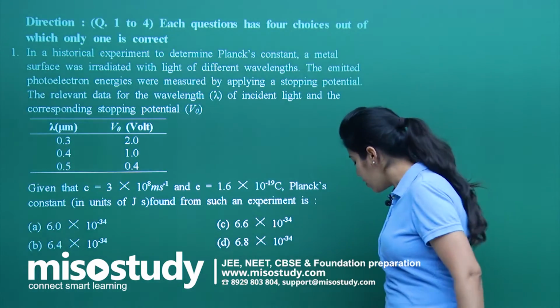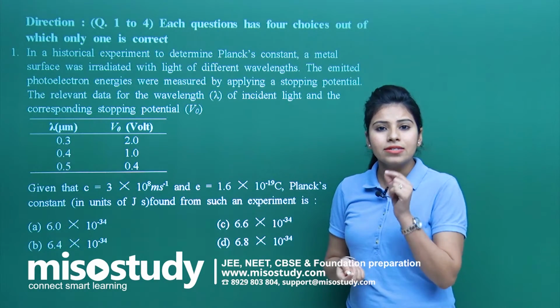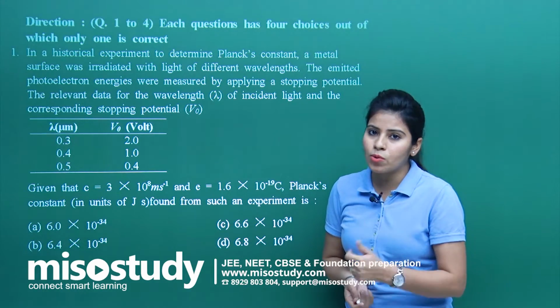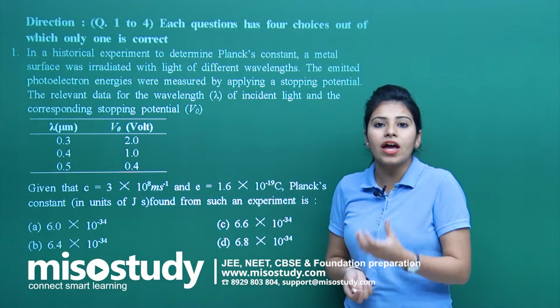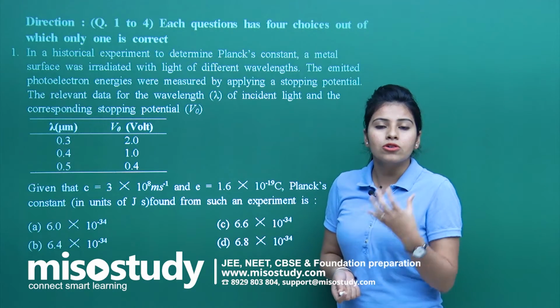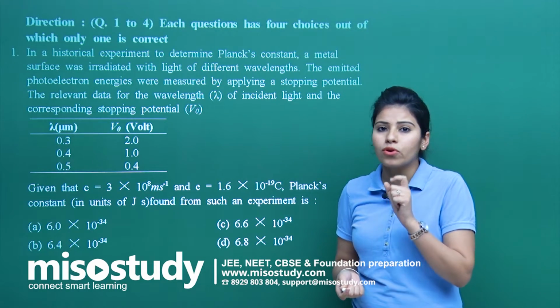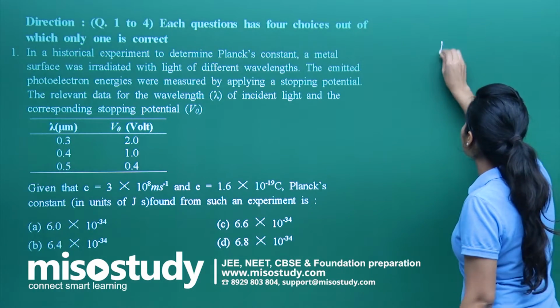Now let us find the value of h. As I have told you, the important thing in this chapter is Einstein's photoelectric equation, because this has become our favorite part of the question and the favorite part of the examiner to bring out the question. So you have to remember what the photoelectric equation is. Let me write this equation once again before you.